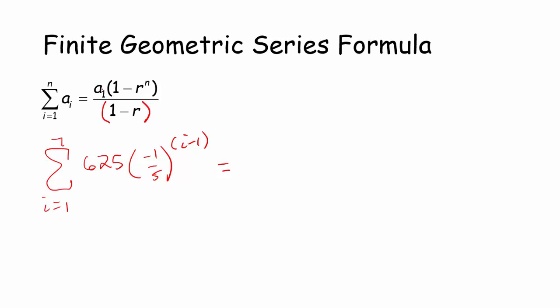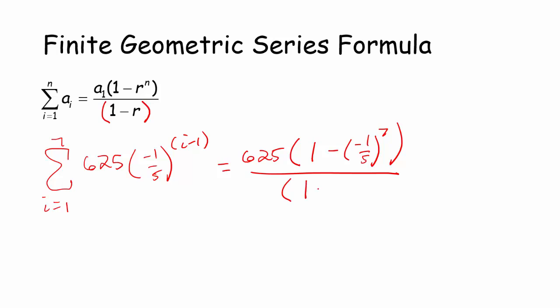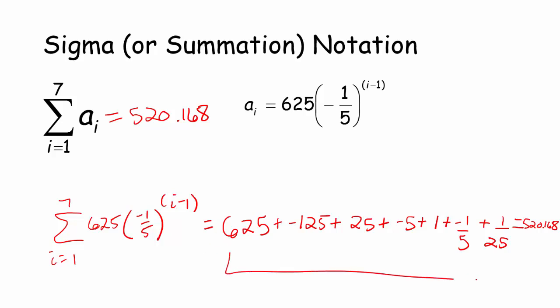So let's work this out. This is the first term here. A1 is 625 times 1 minus the common ratio, which is negative 1/5, raised to the n power. So the n power in this case is like how many terms do I want? So I'm going from the first term to the 7th term. So raise that to the 7th. Then I'm going to divide all of that by the quantity 1 minus the ratio, so it's 1 minus negative 1/5. So there's a lot of parentheses to keep track of here, and you should try to evaluate this out on the calculator yourself to make sure you're getting the correct answer of 520.168, and make sure that answer matches up with when you actually add up all of the 7 terms in the sequence to evaluate the series.